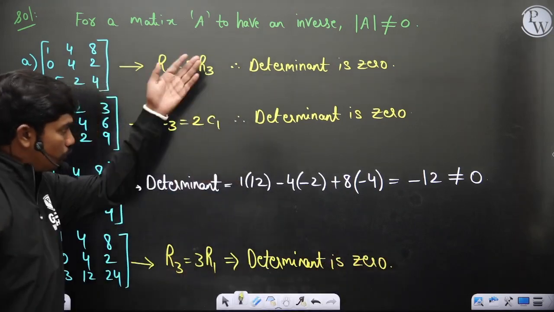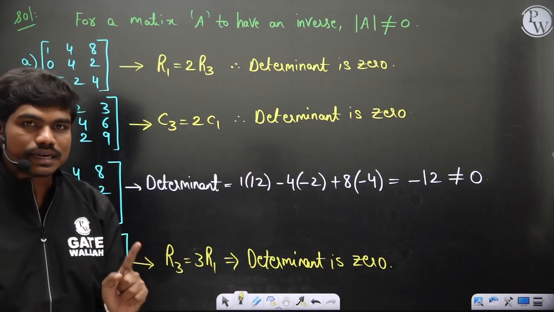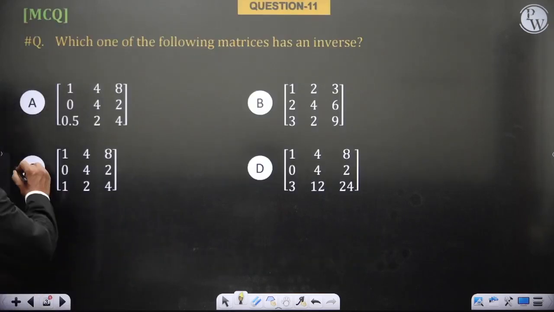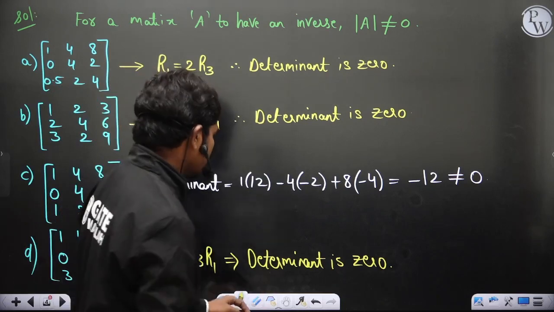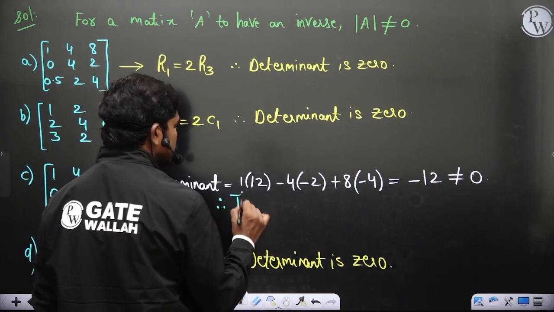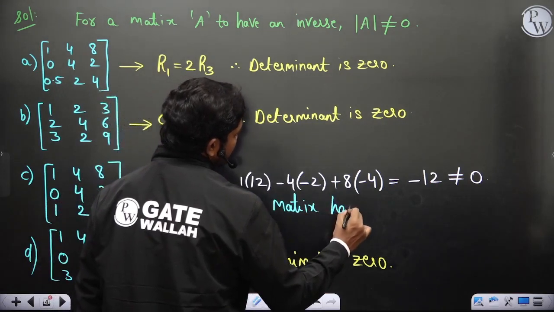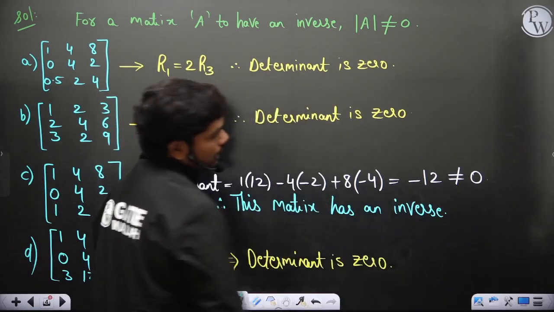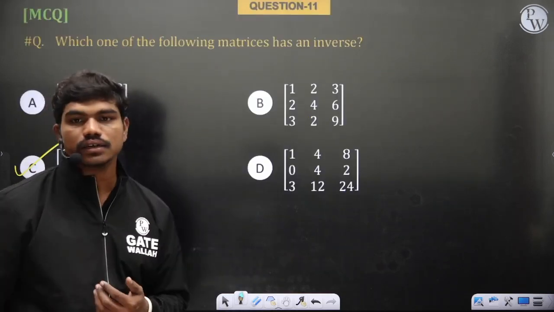So out of these 4 matrices, only this is the matrix which has a non-zero determinant. So ultimately only that's the matrix which has an inverse. The rest 3 determinants are zeros. So C is the matrix which doesn't have a 0 determinant, and that means it has an inverse. Since this is non-zero, therefore this matrix has an inverse. So this is the answer for this question. Option C is the correct answer. Thank you.